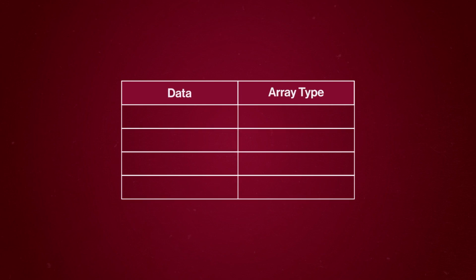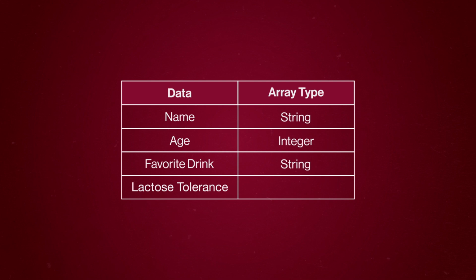To keep this example pretty simple, let's say we just want to keep track of 4 things about our party guests: their names, ages, favorite drinks, and whether or not they're lactose intolerant. We would need string arrays for the names and drinks, an integer array for ages, so we know who to put at the kids' table and who to put at the old folks' table, and a Boolean array for lactose intolerance. But let's be realistic here.